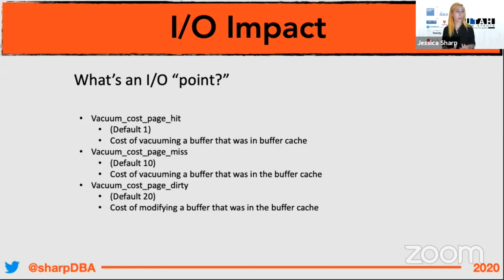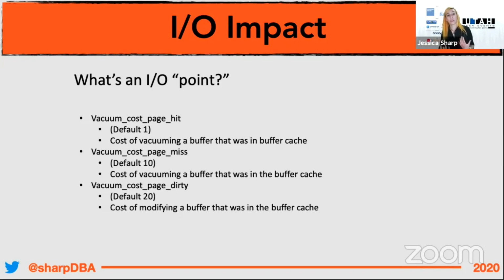Vacuum and everything here, I put vacuum, but there are duplicates of these that say auto vacuum, so you can tune them separately. But auto vacuum will default to the vacuum parameters. But if you wanted to tune them separately, you could.